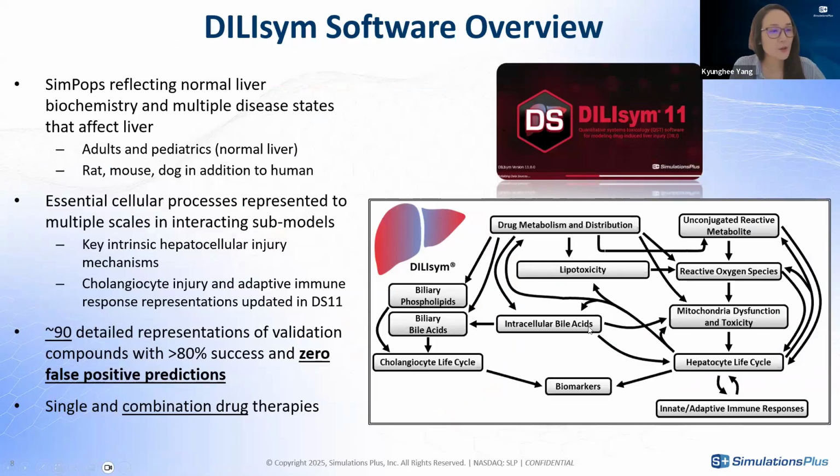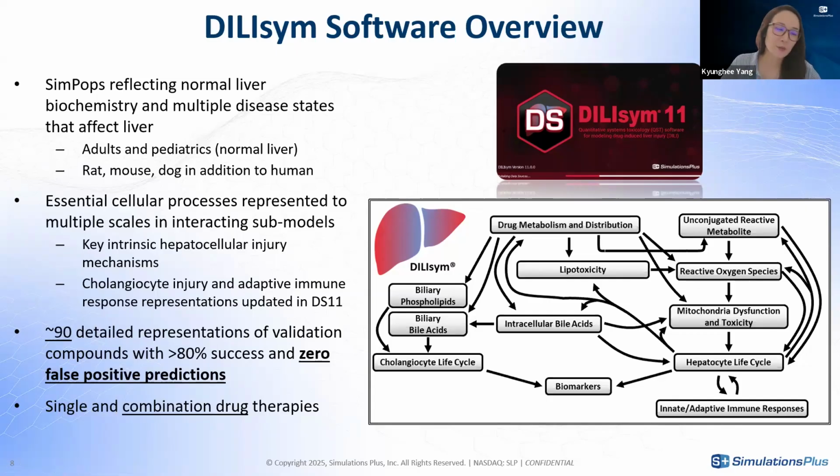And here is the very high-level schematic of DILIsym. It's a mechanistic model, so it has multiple sub-models representing essential cellular processes. And of course, different sub-models interact with each other mathematically and also mechanistically. The key is the hepatocyte life cycle model, right? We are simulating and predicting liver injury.